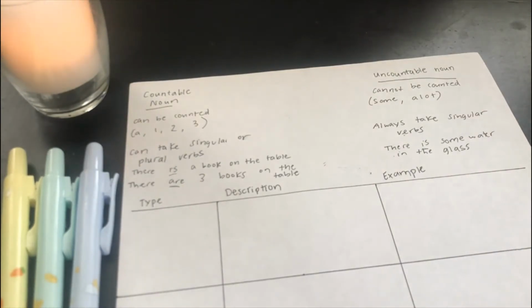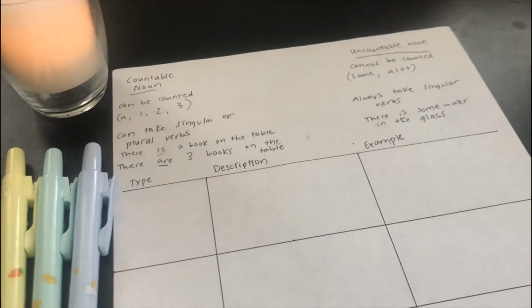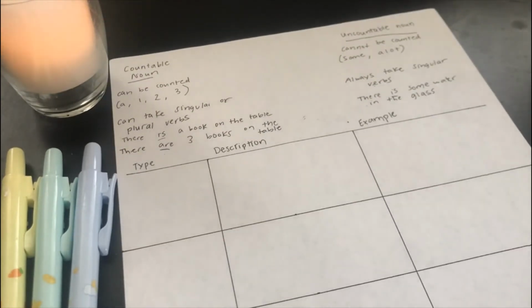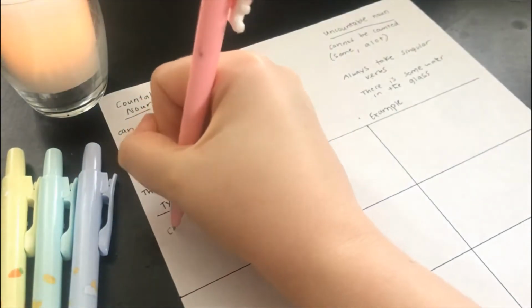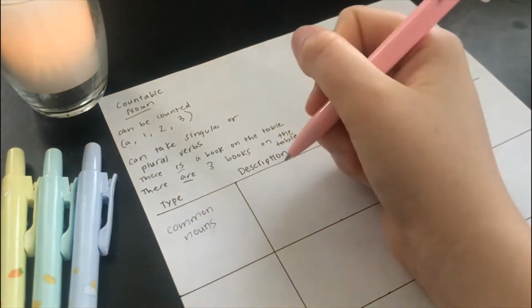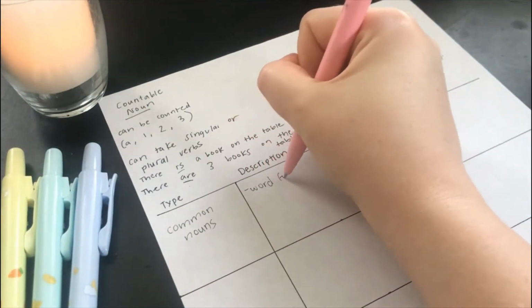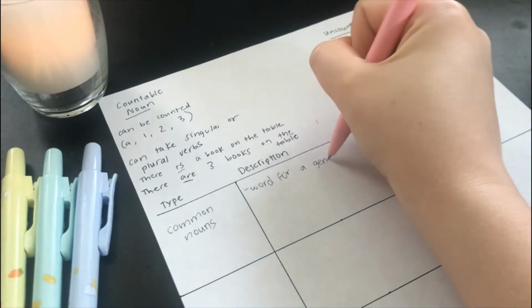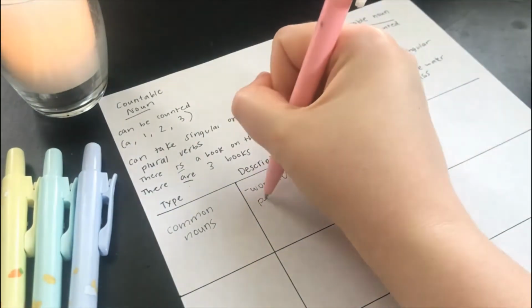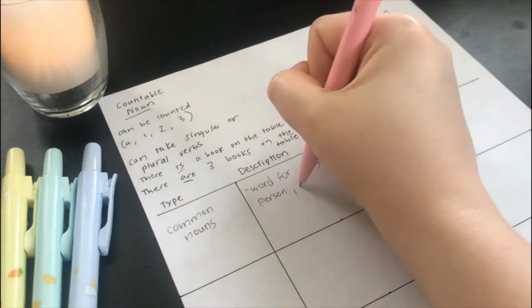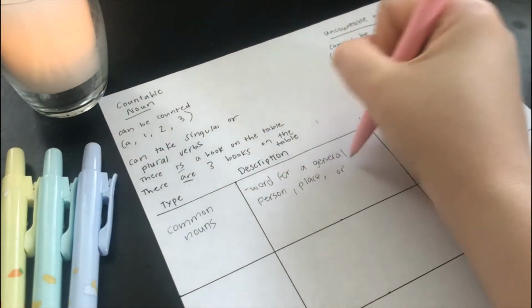So, before we go into the countable and uncountable noun types, let's just review the basic types of nouns in general. First we have common nouns. A common noun is a word for a general person, place, or thing.